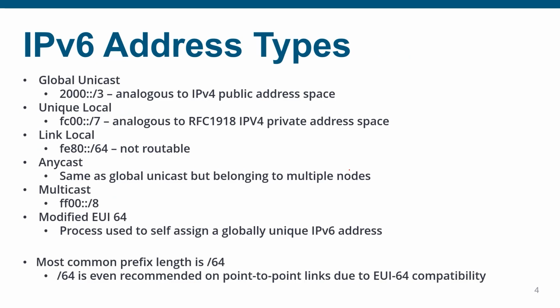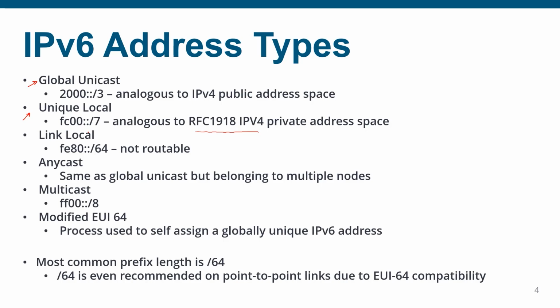First, the type of addresses. So the global unicast IPv6 address type is analogous to the public IP address space for IP version 4. It is the 2000::/3 space. The unique local is similar to the RFC 1918 address space. Recall our private non-routable address space, our 10 dot and 192.168 dot addresses.